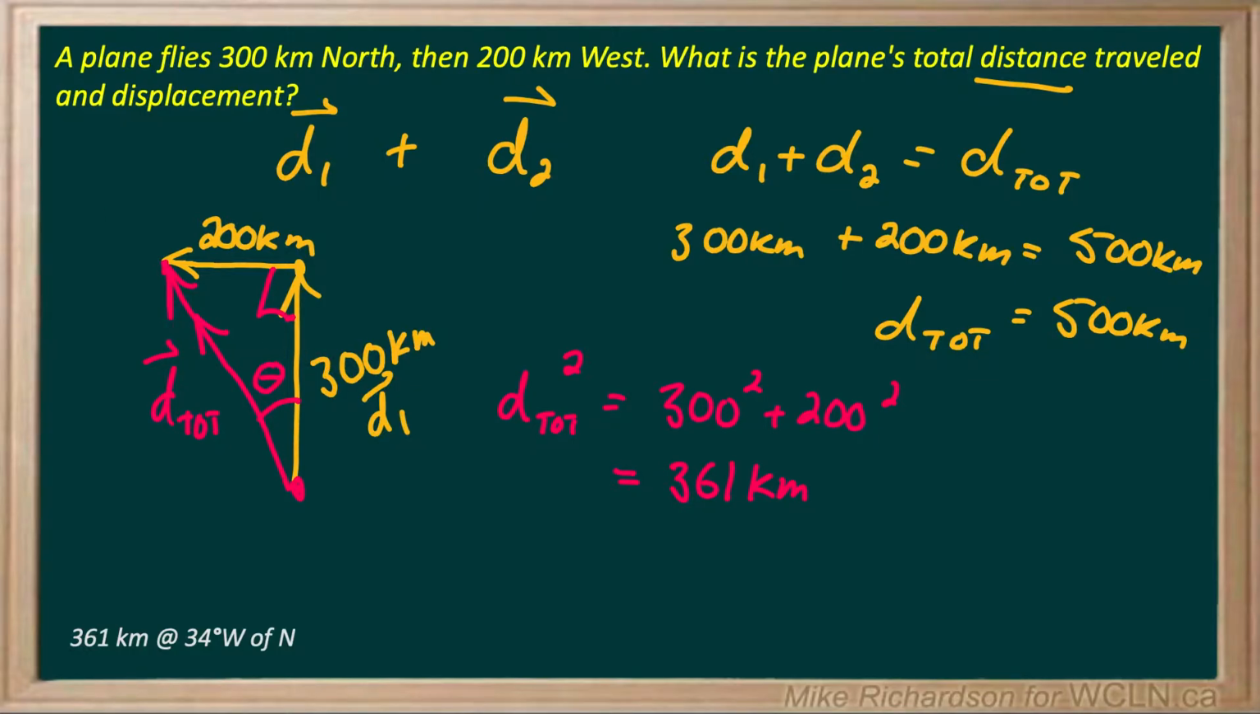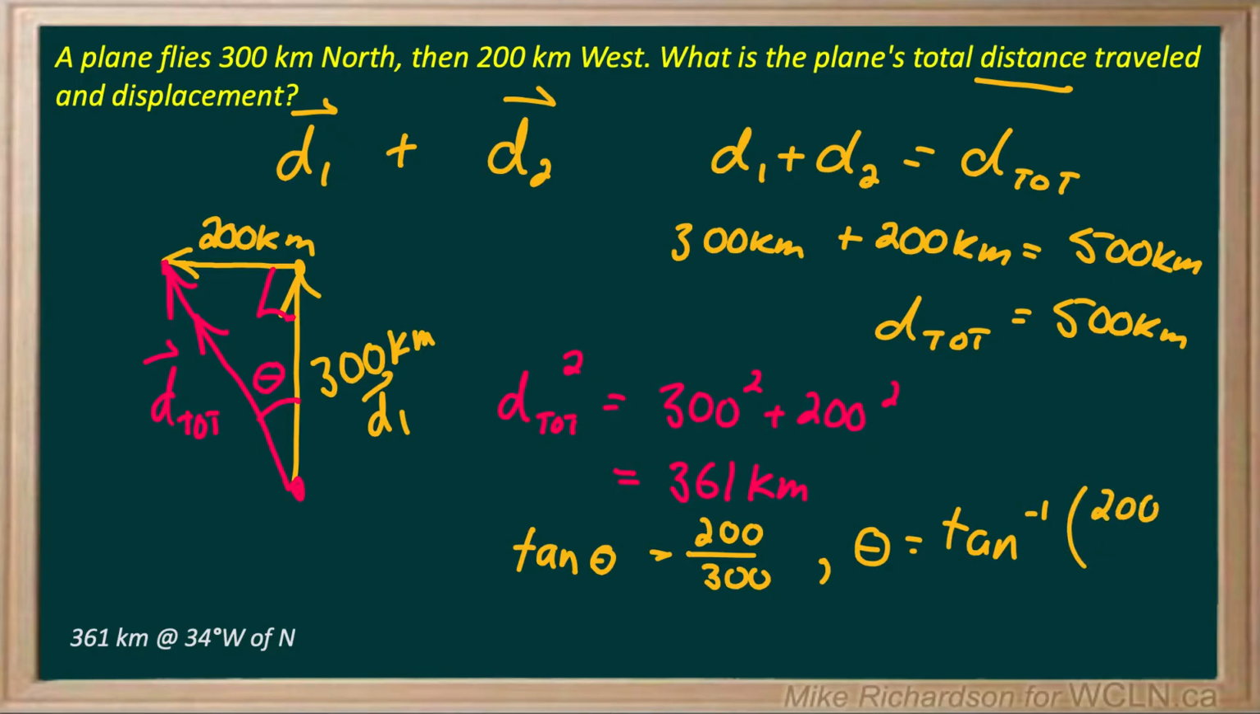So I can use any old trig function because it's a right triangle, but I choose to use tan because I know the opposite and adjacent. So I get tan of theta is opposite over adjacent. And of course, to find the angle, you have to do the second function, or inverse tan. Tan inverse of 200 over 300. Find that on your calculator and you get 34 degrees.